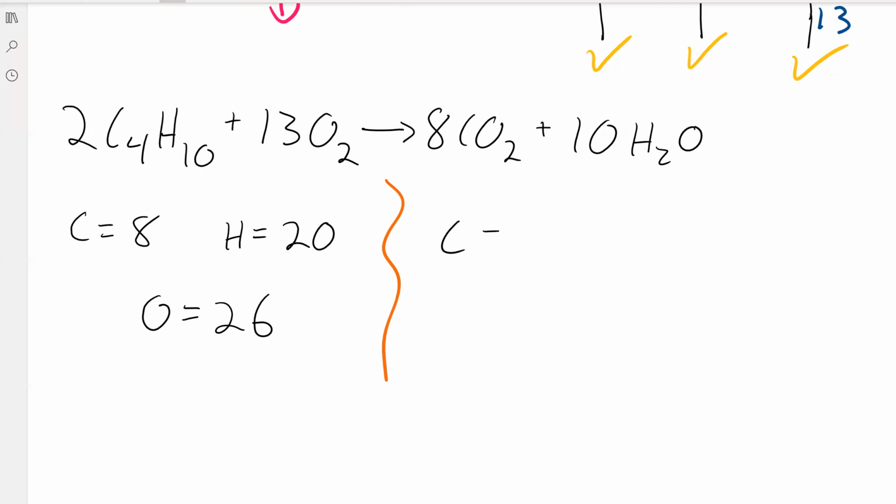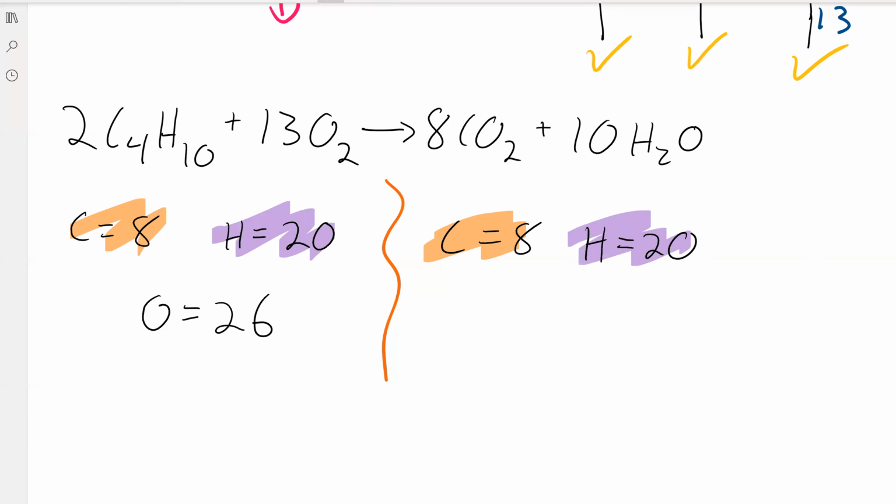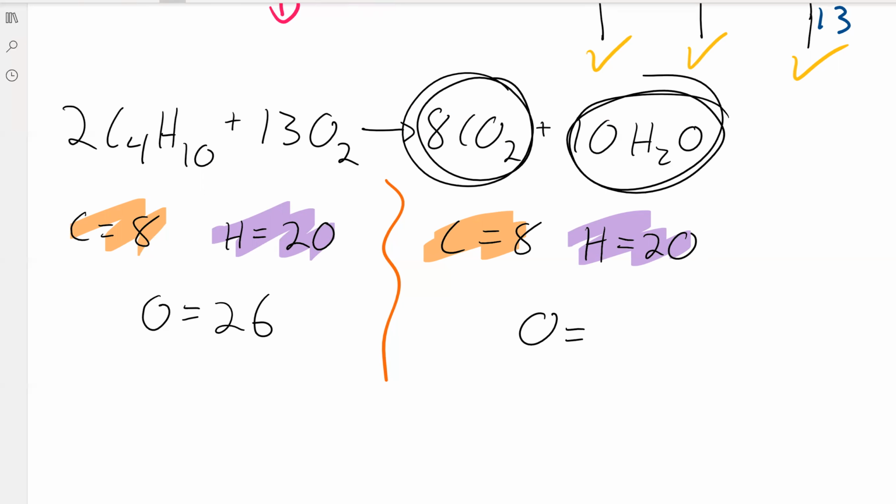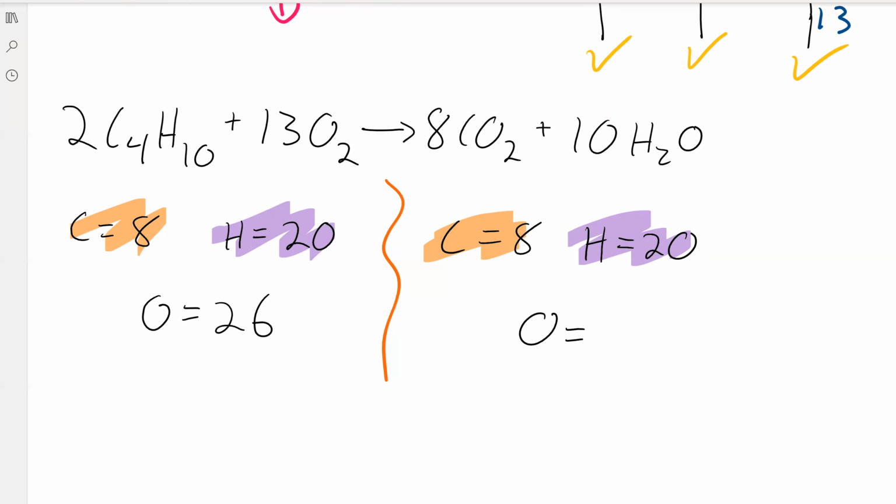On the right side, I've got 8 carbons. So that checks out there. In terms of the hydrogens, I've got 10 times 2 right there, which is 20. So that checks out right there. And then in terms of the oxygens, I have 16 coming from the CO2, and then another 10 coming from the water, for a total of 26. And so that checks out as well.